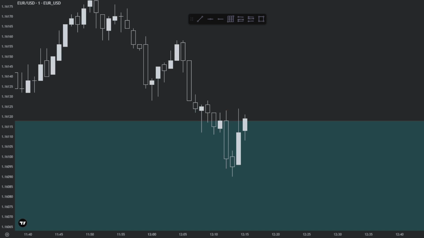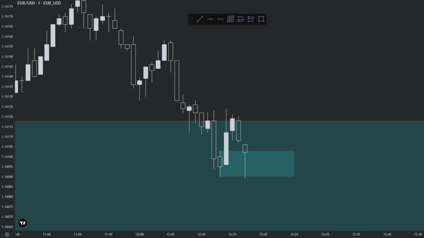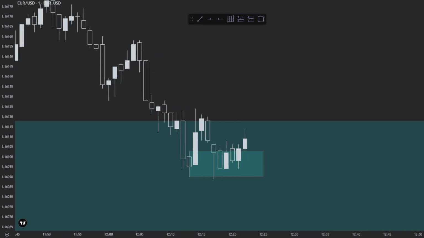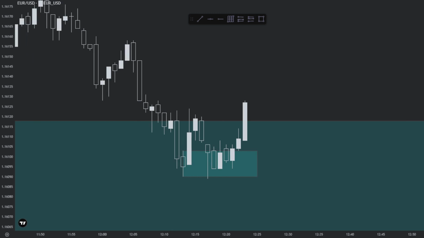After the change of character, we look for a new valid order block to form. And you can see it clearly here. This candle creates a fresh bullish order block. We mark this level on the chart, but remember, we do not enter yet. We wait for price to come back and mitigate this new order block. Price returns to the zone, taps into it, and shows a clean reaction. This reaction is exactly what we want to see before taking any trade.